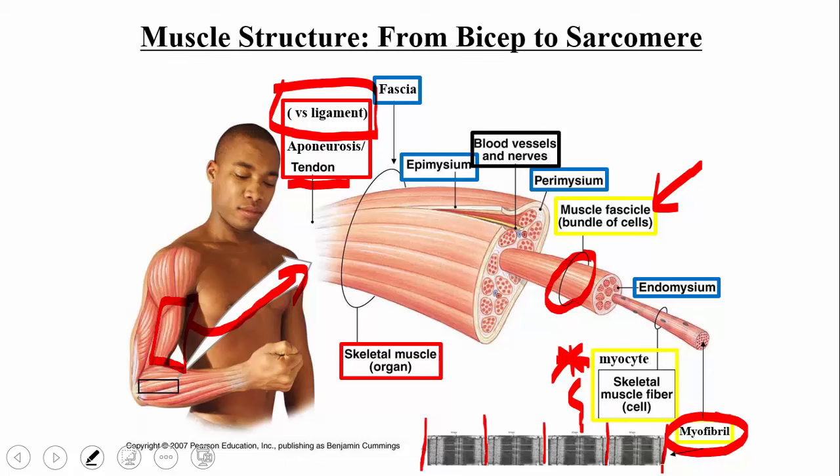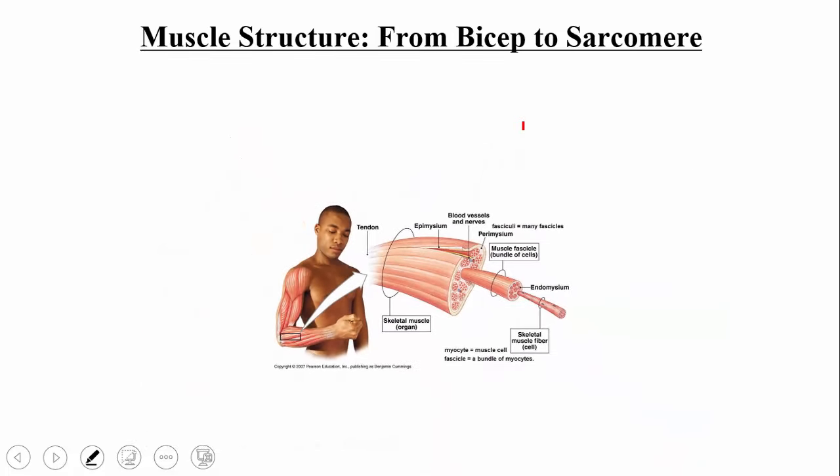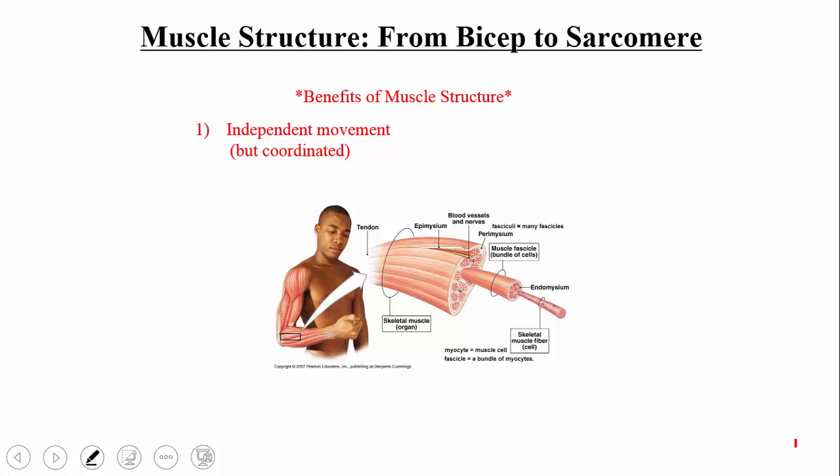Finally, you'll notice up here that the muscle is innervated and there are blood vessels flowing through it. This whole structure gives you an idea of the gross anatomy of muscles. Now that we've talked about the gross anatomy, let's focus on a few points. What are the benefits of muscular structure? One is that all this structure allows for independent but coordinated movement, so you can move different muscles at the same time. It also allows for the passage of blood vessels and nerves, which is very important. Muscles rely on a lot of blood, and you have to have nerves that can excite muscle contraction.